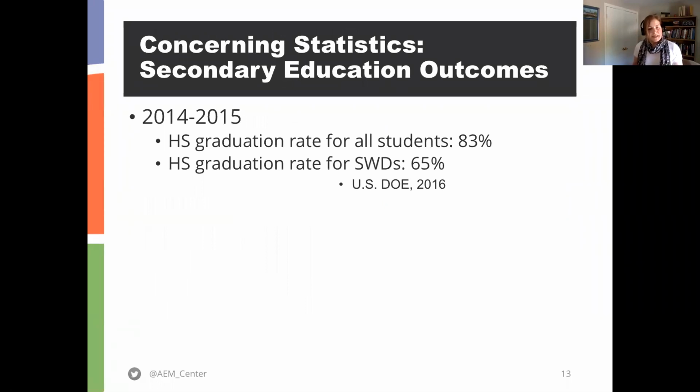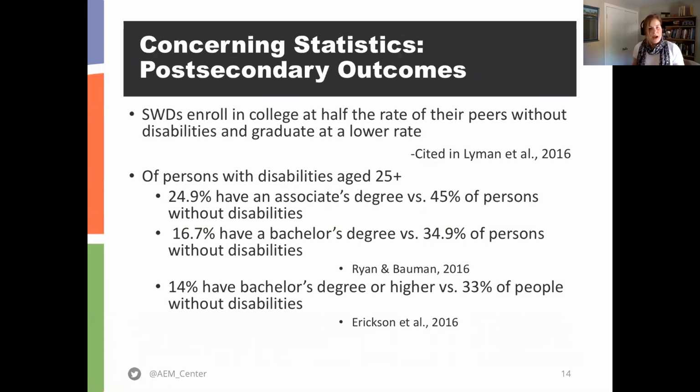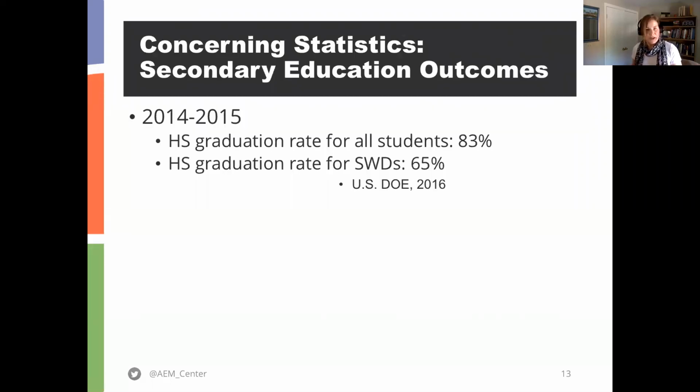So some concerning statistics, again in the higher ed realm: in the academic year 2014 to 2015, the high school graduation rate for all students was 83%, whereas for students with disabilities, that rate was 65%. This data is as recent as 2016, the most recent data that we have. So 83% for all students, but only 65% for students with disabilities. A big gap, obviously.